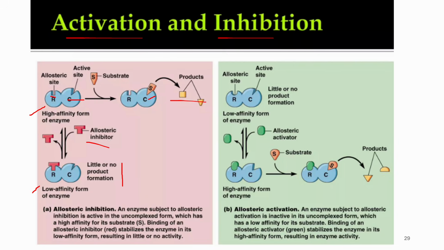And what about the activation? Activation means turning enzymes on. This is the allosteric site and active site, with little or no product formation, which we call the low affinity form of the enzyme. Then an allosteric activator binds here, and then it becomes the high affinity form of the enzyme. Then substrate will bind with this enzyme and product will be released. And how does this activation occur? It can occur by adding cofactors or allosteric activators, or by proteolysis or covalent modifications. In this way, a low affinity form of an enzyme can be turned into a high affinity form of an enzyme.